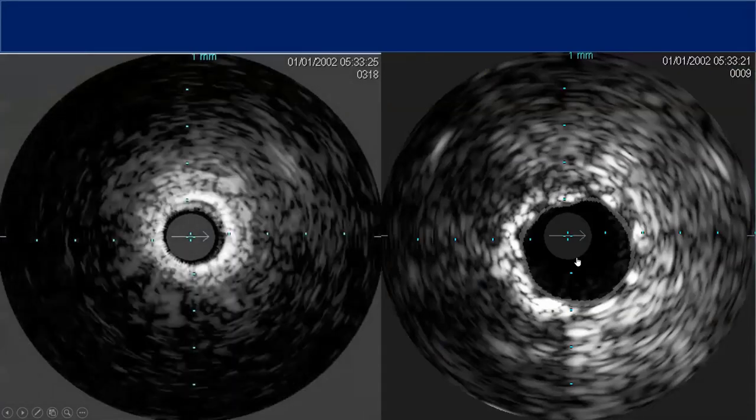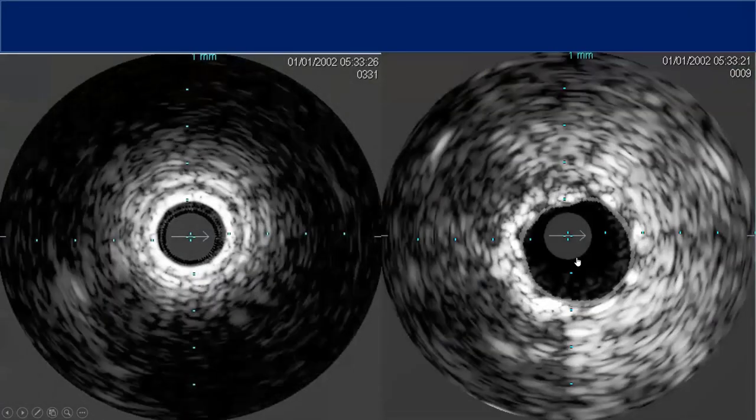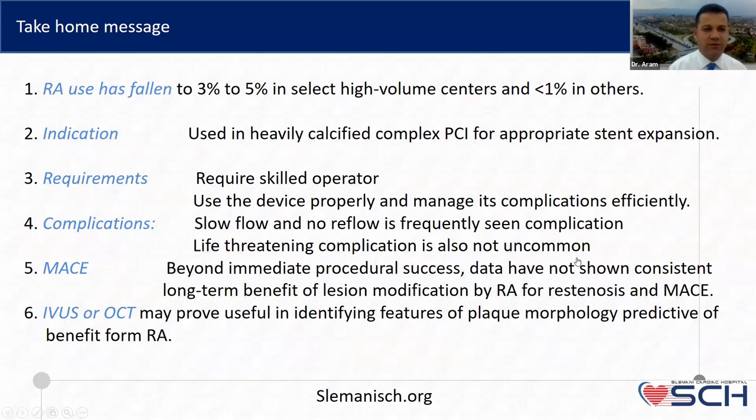Just a take home message: the use of rotational atherectomy has been found to be about 5% in the high volume center. Just before this presentation, I was talking with Dr. Amjad and Dr. Hassan. I told them that the number is increasing. I don't know why, but I came across some literature that mentioned that the number has fallen.